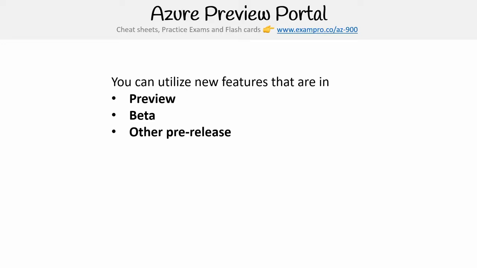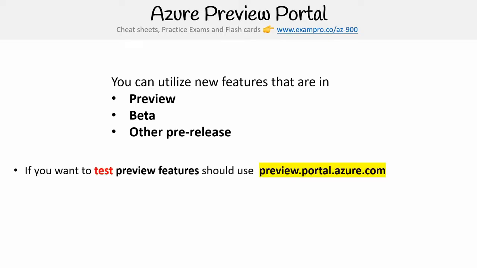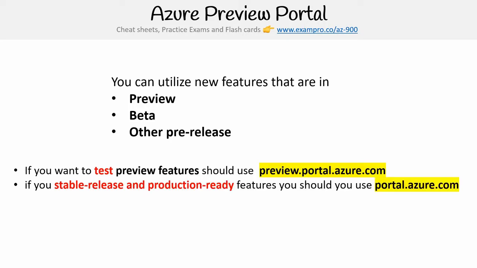The way you would do that is very similar to how you'd access the regular portal. But if you want a test preview of new features, you go to preview.portal.azure.com. Or if you're looking for stable release and production ready features, you just use portal.azure.com. So that's all you need to know about the Azure portal.